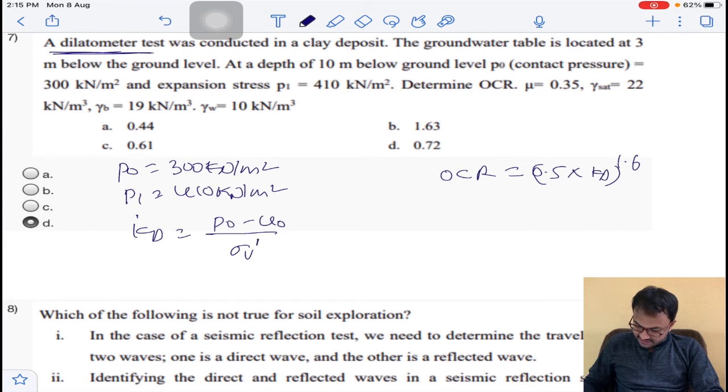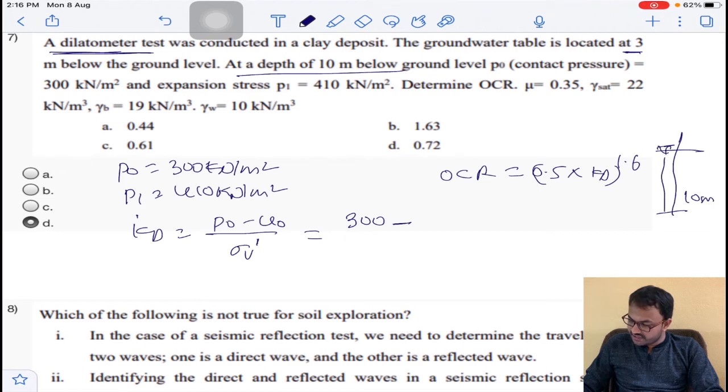So that is P0 is equal to 300 minus, determine OCR, that is the groundwater table is located at 3 meters. U0 is equal to, at a depth of 10 meters. So the groundwater table is at 3 meters, so the water rise will be 7 meters. That is U0, the pore water pressure. That is 7 into 10.